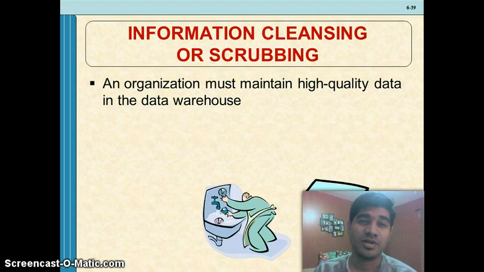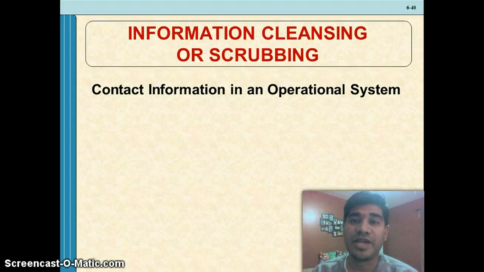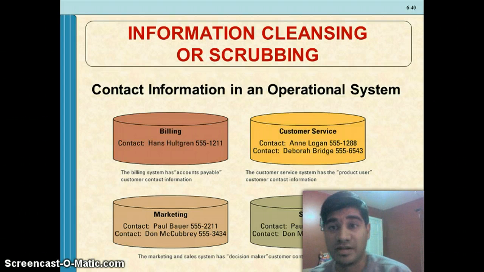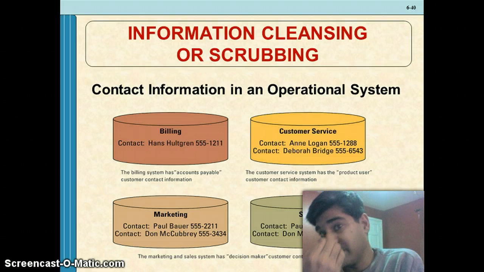correct information. So moving on, an organization must maintain high quality data in the data warehouse, and information cleansing and scrubbing essentially is a process in which information is cleaned and weeded out. Any problems in the data are weeded out and made sure that the correct information is being processed. So, for example, if you take a look at the customer information highlights on one, this example shows why information cleaning and scrubbing is necessary.